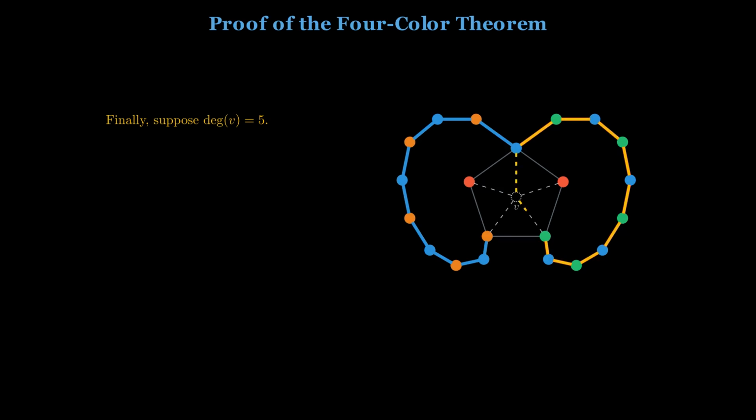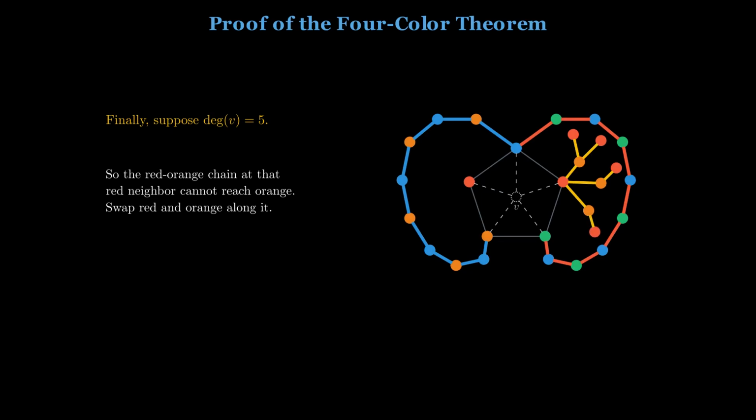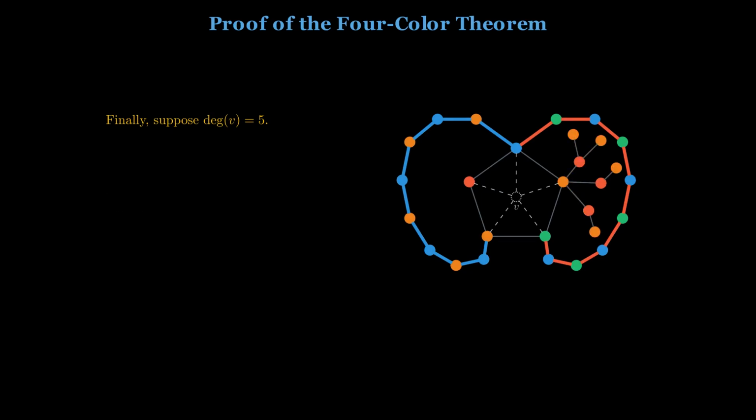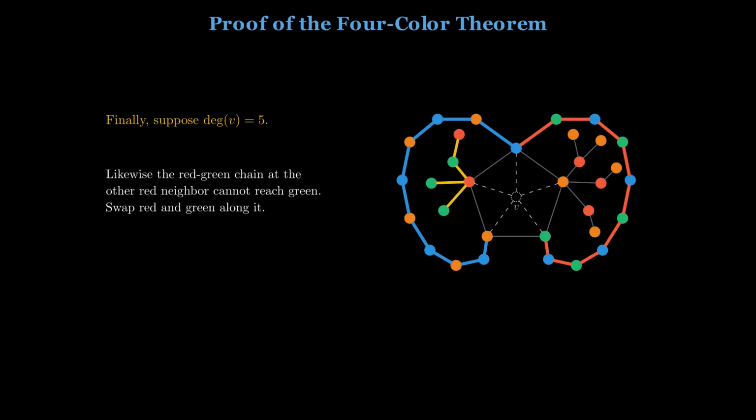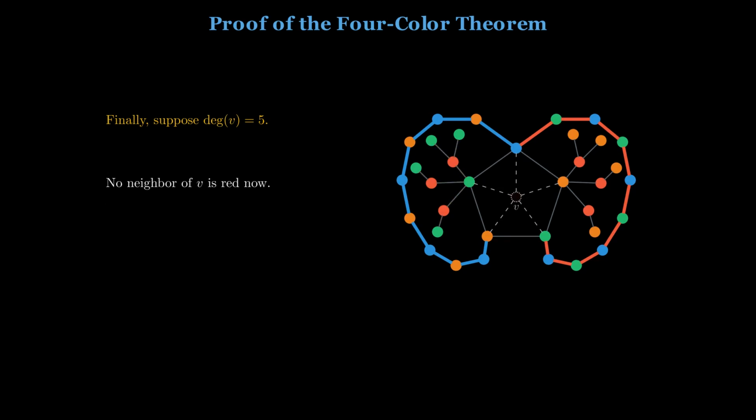Each chain together with V closes a cycle. The blue-green cycle walls off one red neighbor from the orange neighbor. So the red-orange chain at that red neighbor cannot reach orange. Swap red and orange along it, and the neighbor turns orange. In the same way, the blue-orange cycle walls off the other red neighbor from the green one. So the red-green chain there cannot reach green. Swap red and green along it, and that neighbor turns green. Now no neighbor of V is red, so we color V red.